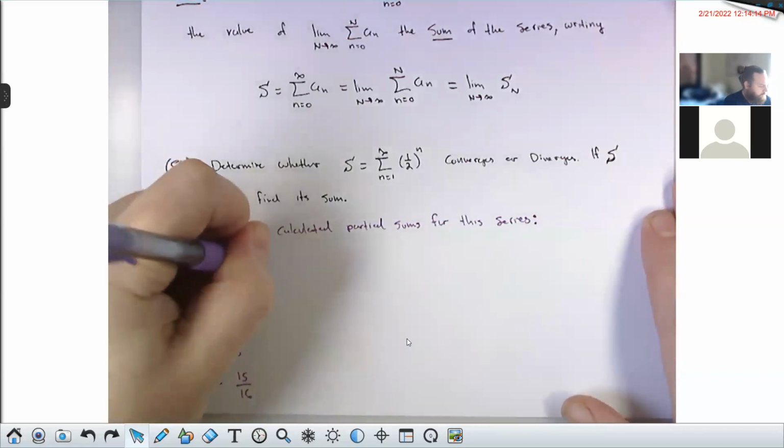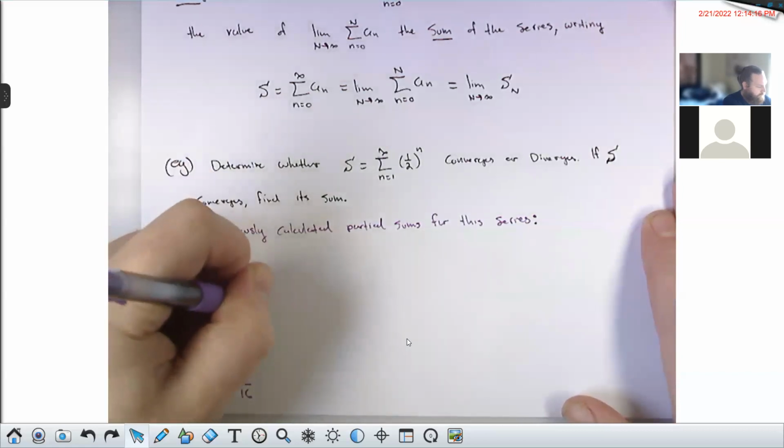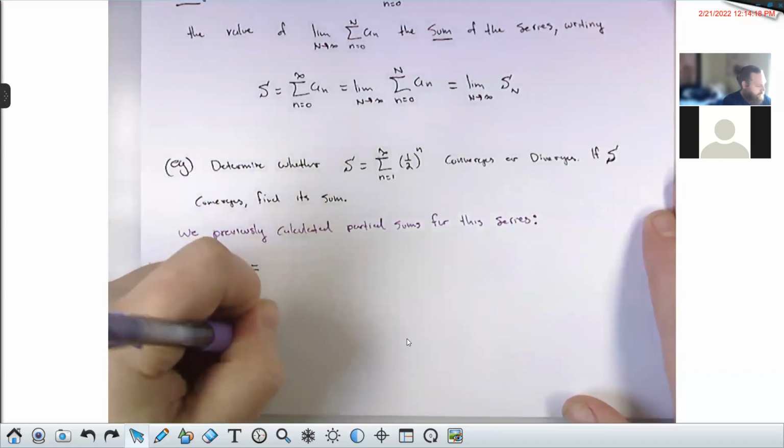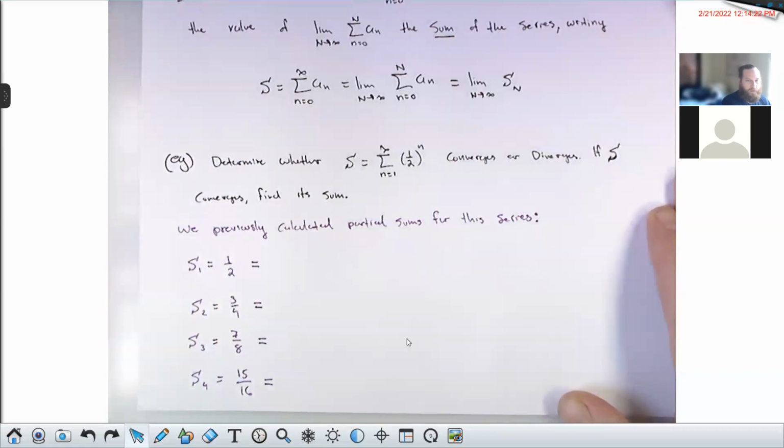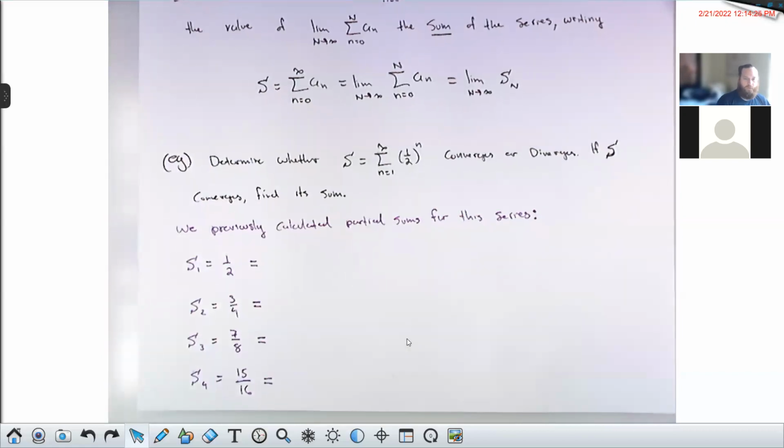So what I'd like to do is to make some observations about these partial sums and use those observations to find a formula for Sn. It's kind of a what-comes-next problem. And I'll begin by asking, what do you notice about the denominators?